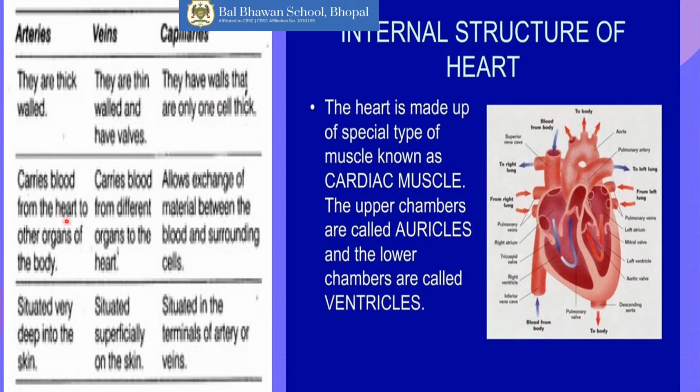Arteries carry pure blood. They carry blood from the heart to other organs of the body. Whereas veins carry impure blood. They carry blood from different organs of the body to the heart. Whereas capillaries allow exchange of material between the blood and surrounding cells.